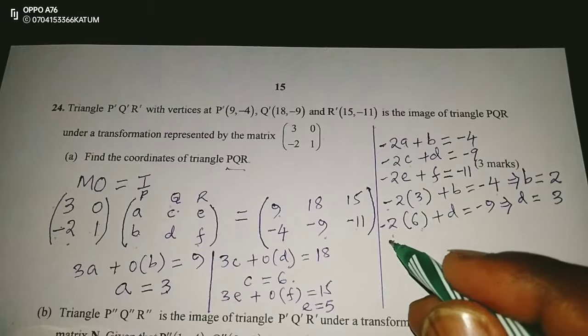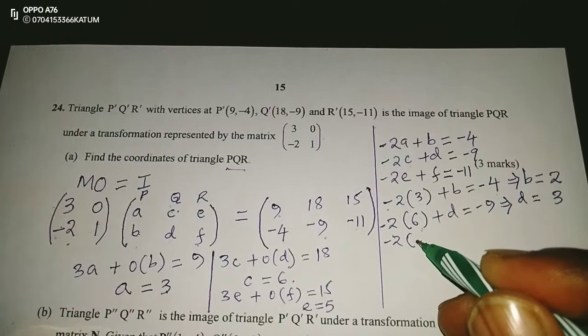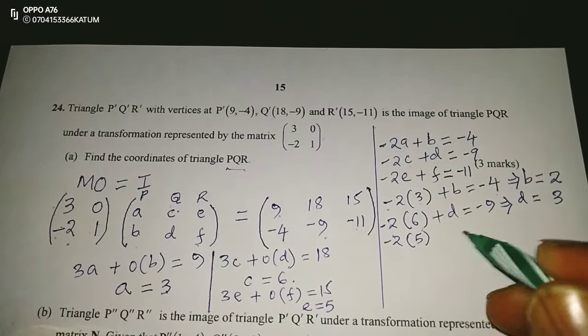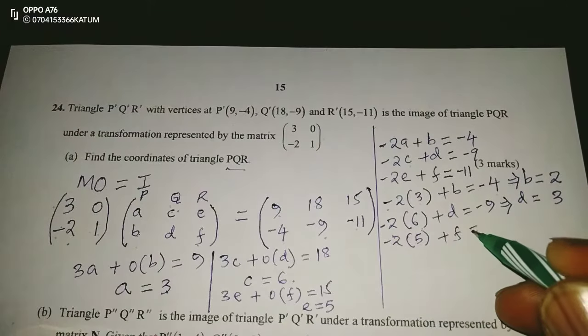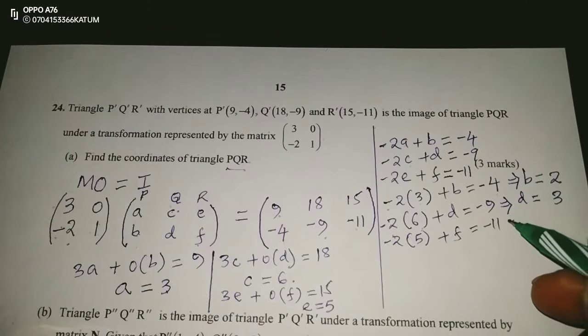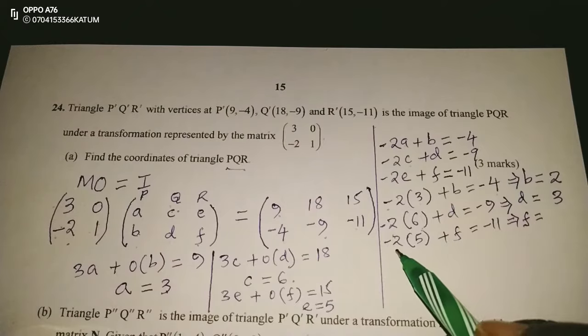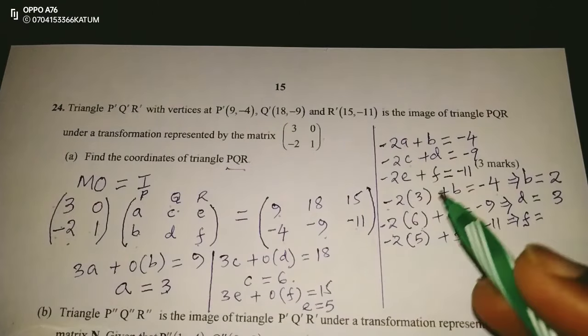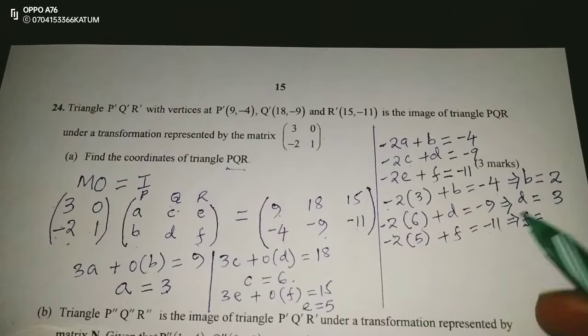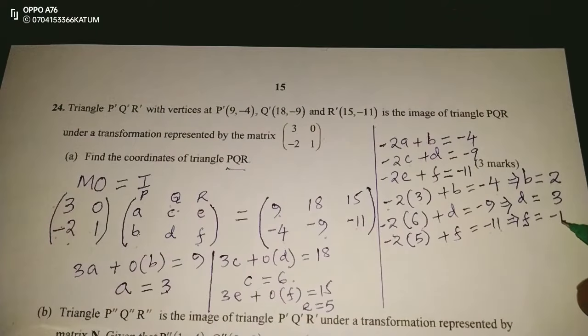Then we have -2E, where the value of E is 5, plus F should give us negative 11. So the value of F equals negative 11 plus 10, we get negative 1.